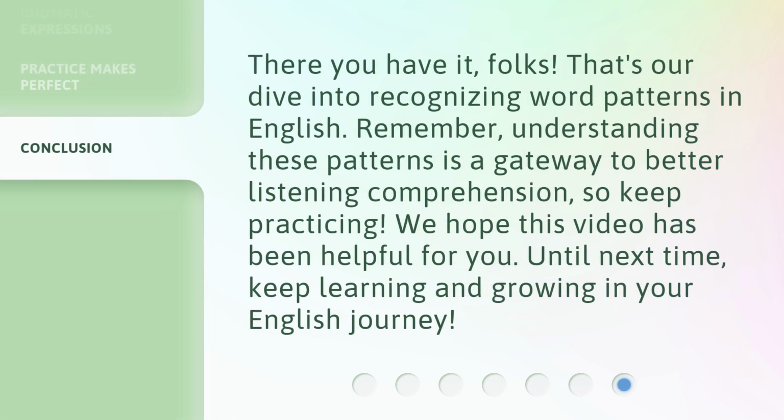There you have it, folks. That's our dive into recognizing word patterns in English. Remember, understanding these patterns is a gateway to better listening comprehension.